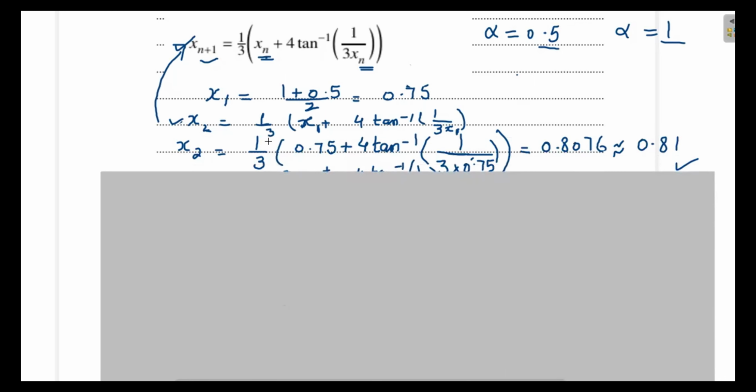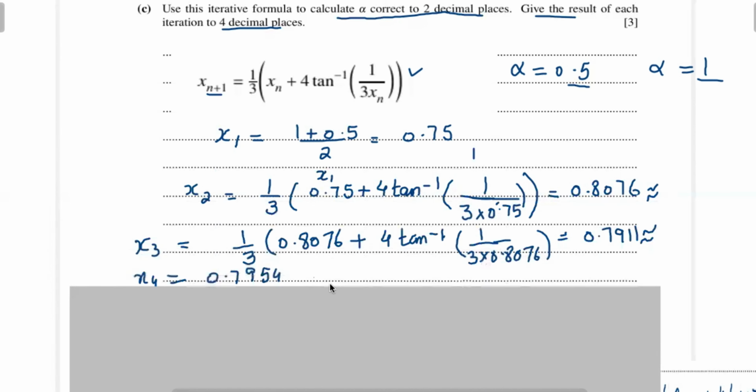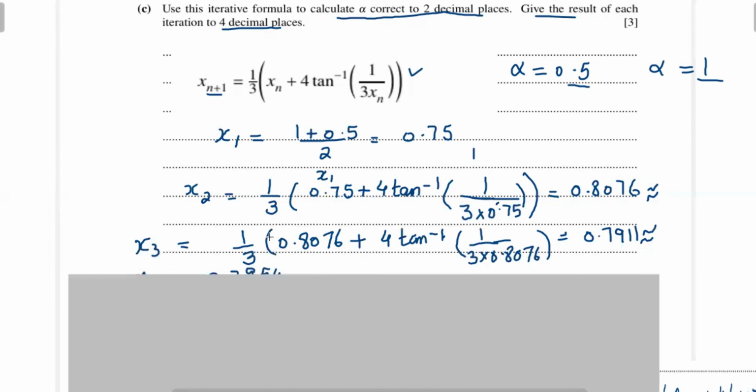You see here, that's equal to 1 over 3 into the value of x1, which is 0.75. We substitute the value of x1 plus 4 tan inverse 1 over 3 times the value of x1, which is 0.75. We find this value is equal to 0.8076. And similarly, we take the x3 value, which will be equal to 1 over 3x2 plus 4 into tan inverse 1 over 3x2. Now we put the value here. x2 is 0.8076, plus 4 into tan inverse 1 over 3 times 0.8076. Now when we calculate it, we get 0.7911.